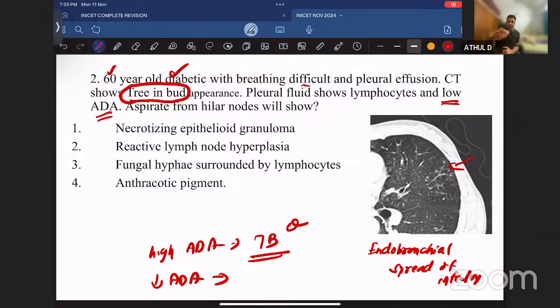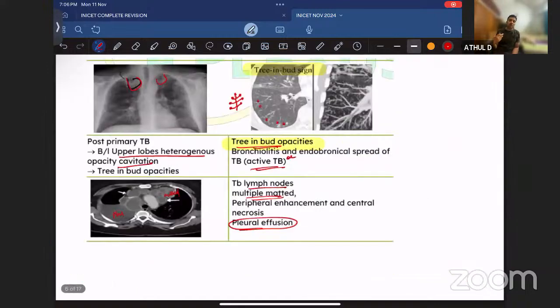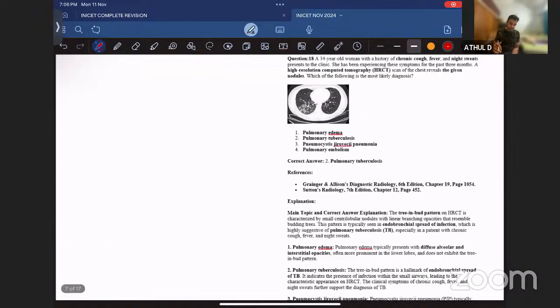So if the question had high ADA level, then it should be necrotizing granuloma, and if it is low ADA level, then our answer should be fungal hyphae, because mostly it will be associated with some fungal infections. Okay, that should be the concept. So it will completely depend upon the question. Usually we will read about tree in bud appearance is usually seen in active TB because of endobronchial spread, but it can be seen in many other infections, bronchiolitis, and other associated conditions. That is the take-home point.